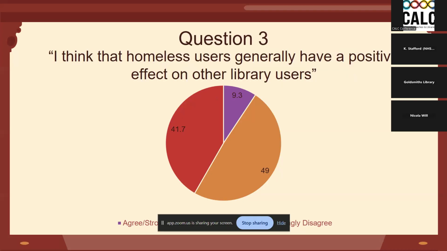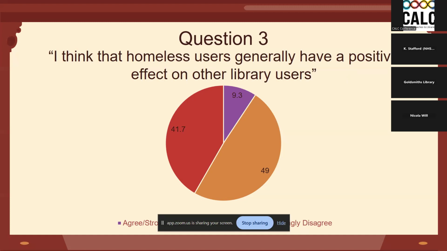While question 2 asked staff how they felt about homeless individuals using the public library, question 3 instead asked about how staff felt homeless individuals impacted other library users. So I asked them to indicate how much they agreed with that statement on the screen there: I think that homeless users generally have a positive effect on other library users, and they could rate that strongly agree, agree, neutral, disagree, or strongly disagree.